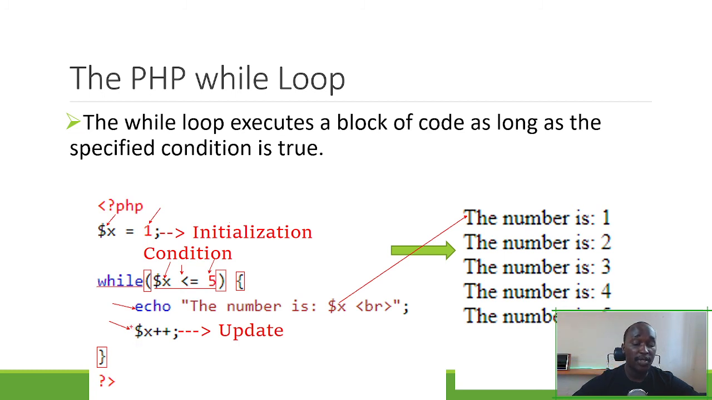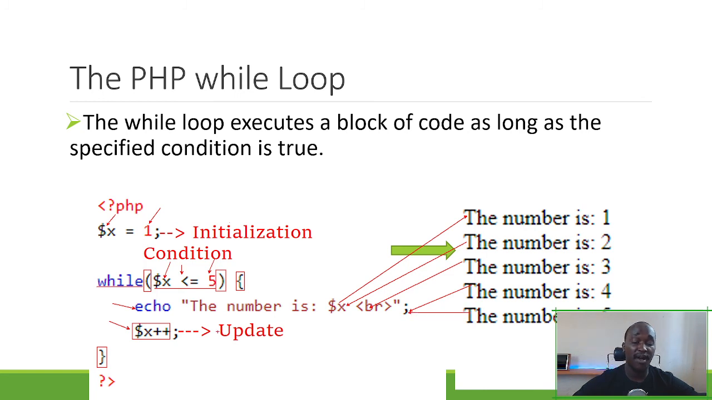Then we come to the update here. In the update, we add 1 to the value of x, and it's already 1, so now it's 2. In the second round, it's going to check, is 2 less than or equal to 5? True. So that line is going to be executed again, and that is how that is going to be printed. And so on and so forth.